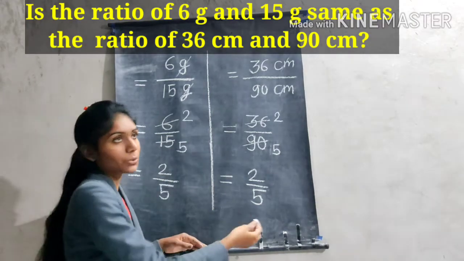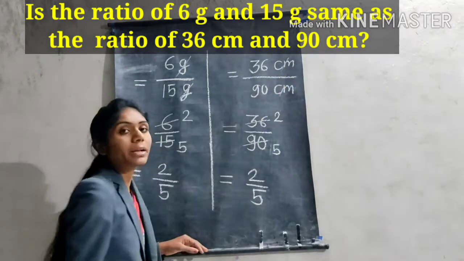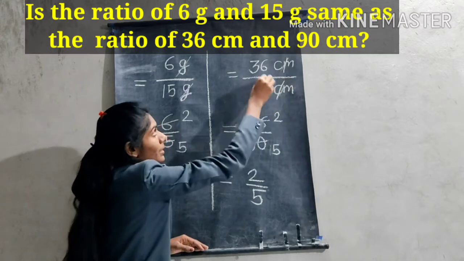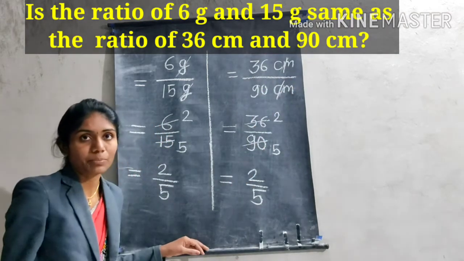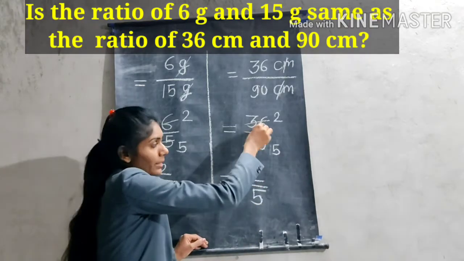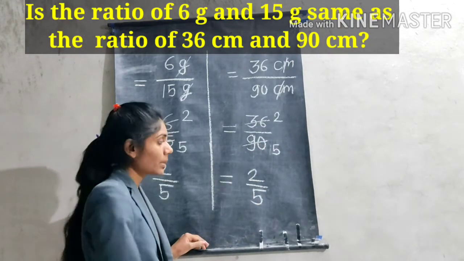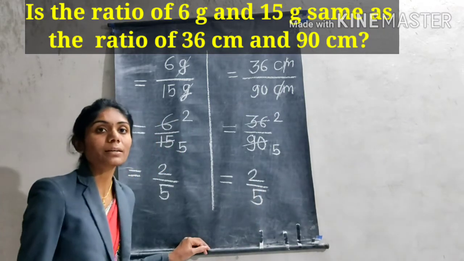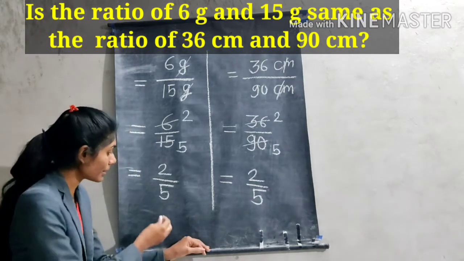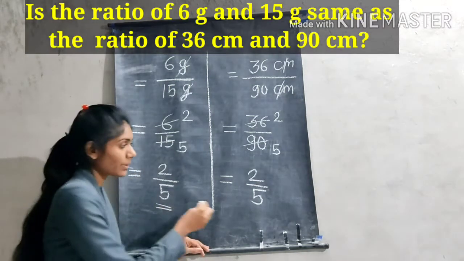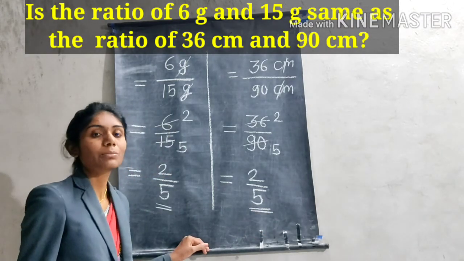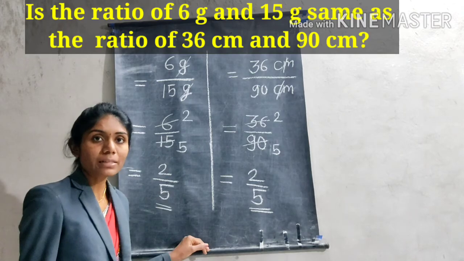Similarly for second ratio, 36 centimeter upon 90 centimeter. So centimeter will get cancelled. 36 upon 90 is remain. So to simplify it, we divide by 18. 18 2s are 36, 18 5s are 90. So 2 upon 5 is the simplest form for 36 upon 90. Now we will compare them. Here 2 upon 5. In the second ratio, it is also 2 upon 5. We can tell both the ratios are equal to each other.